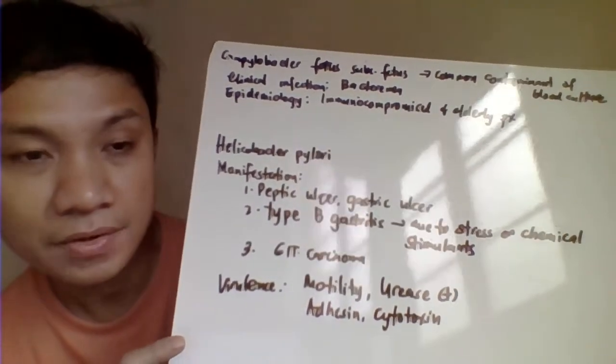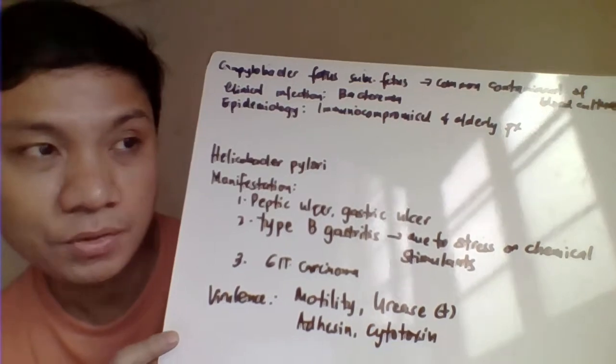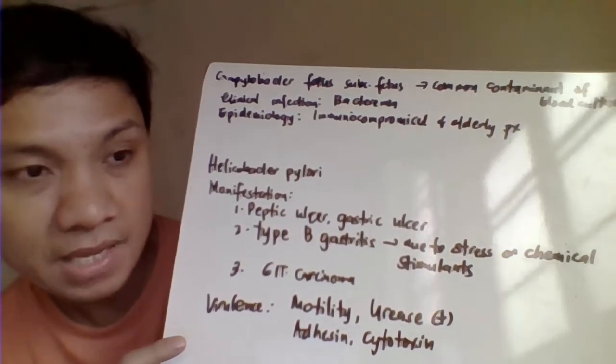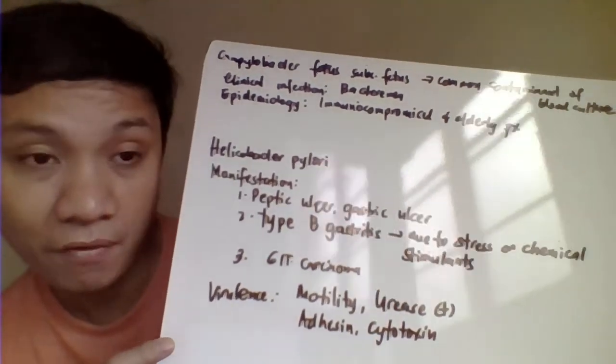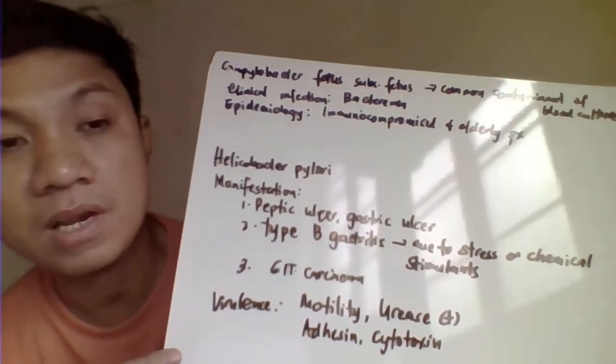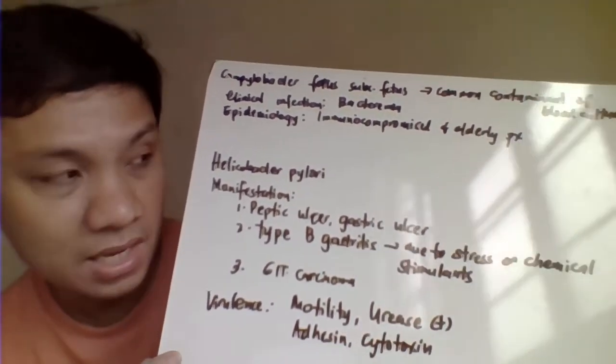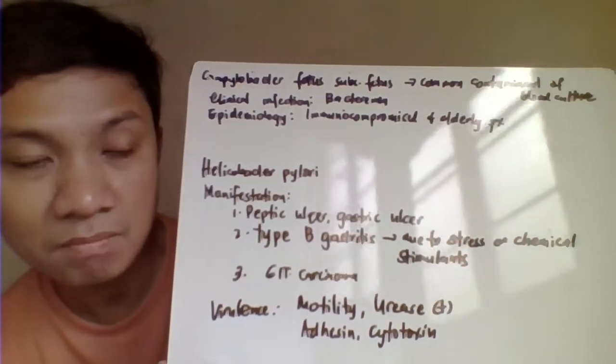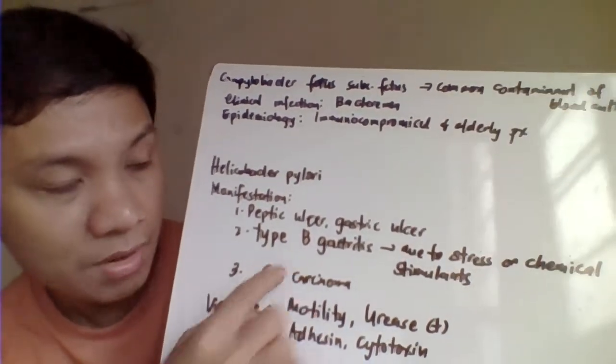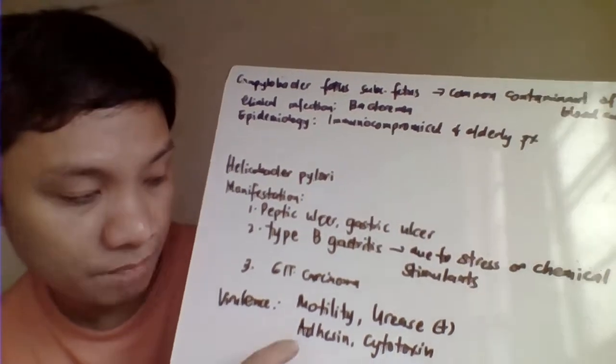Helicobacter pylori is a causative agent of your peptic ulcer, duodenal ulcer, type B gastritis, which has been identified before as being caused by your chemical stimulant or even stress. And later on, for patients having a chronic Helicobacter pylori infection, it might result to your gastrointestinal tract tumor or cancer, carcinoma.